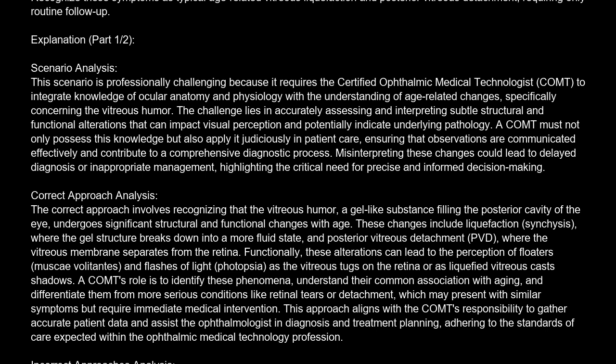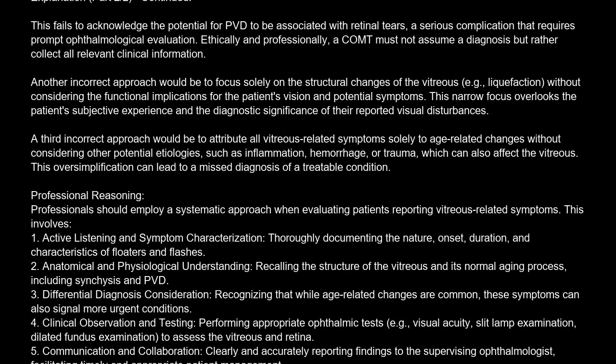Incorrect approach analysis. An incorrect approach would be to dismiss the patient's reported symptoms of floaters and flashes as merely a normal part of aging without further investigation. This fails to acknowledge the potential for PVD to be associated with retinal tears, a serious complication that requires prompt ophthalmological evaluation. Ethically and professionally, a COMT must not assume a diagnosis, but rather collect all relevant clinical information.